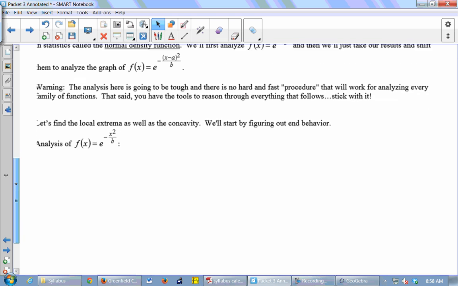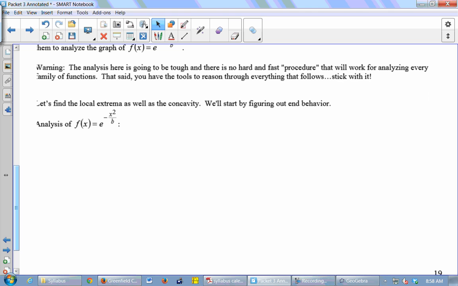All right, so the analysis here is going to be tough. There's no hard and fast procedure that will work for analyzing every family of functions, but you do have the tools to reason through everything that follows. All right, so let's find the local extrema as well as the concavity. And we're going to start by figuring out end behavior.